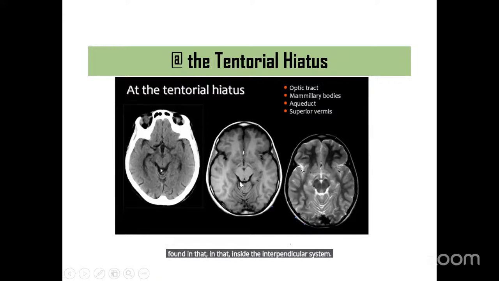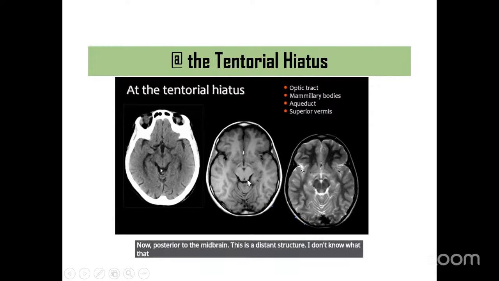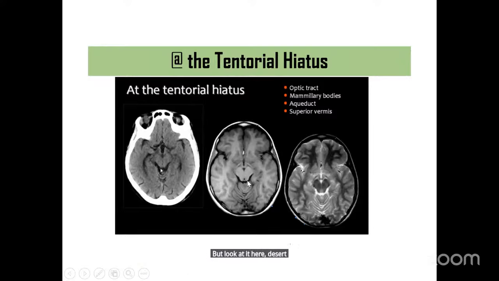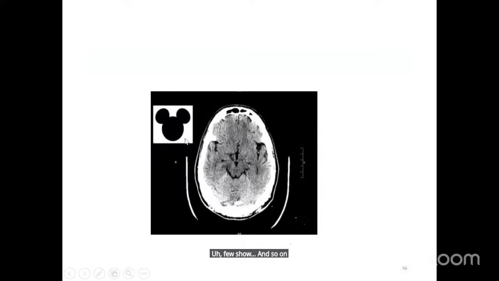Now, posterior to the midbrain, there is a dish-like structure. I don't know whether I'm bombarding you with so much information, but look at it here. That's what is called the ambient cistern. It assumes the shape of a dish, or a sail of a ship. It is the ambient cistern. We begin to appreciate the Sylvian fissure and so on. Okay, that's the head of a Mickey Mouse sign. The head of a Mickey Mouse is also classical in CT.